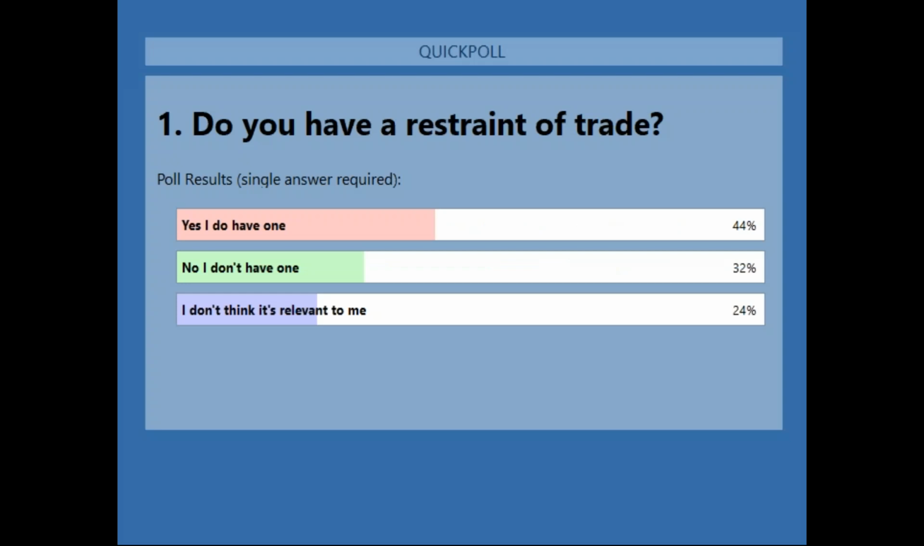Well, so there we go. The results of the first poll. Do you have a restraint of trade? We've got the majority, 44%. So that's nearly half, 4.5 out of 10 are saying, yes, I do have one. Then we've got a third, 32% saying, no, I don't have one. And then 24% have opted for, I don't think it's relevant for me. So that's great. Your comments on that?